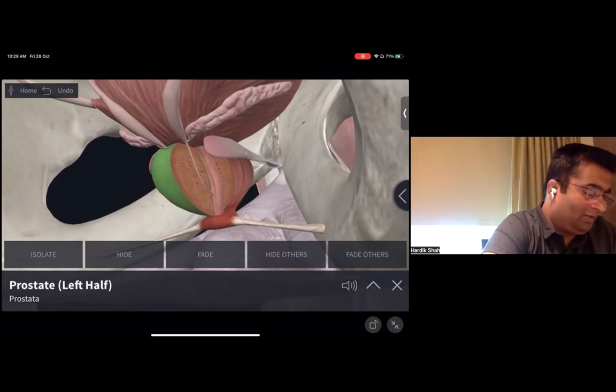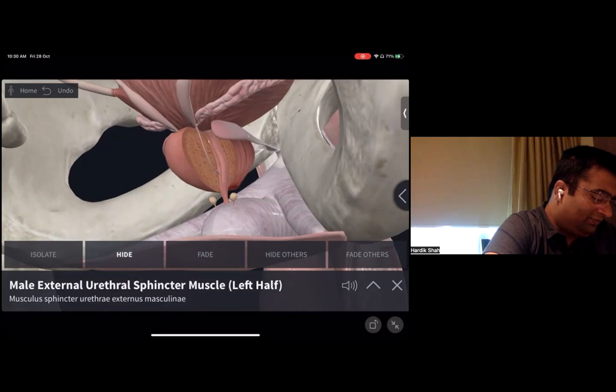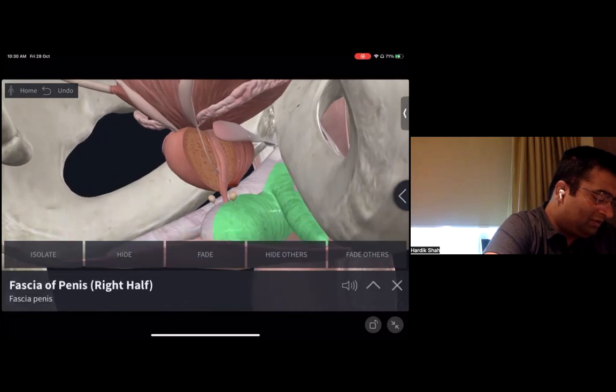All right. Now let us see the next accessory part of the male reproductive system, which is the bulbourethral gland, also called the Cowper's gland. So here you can see two small bulbous structures.